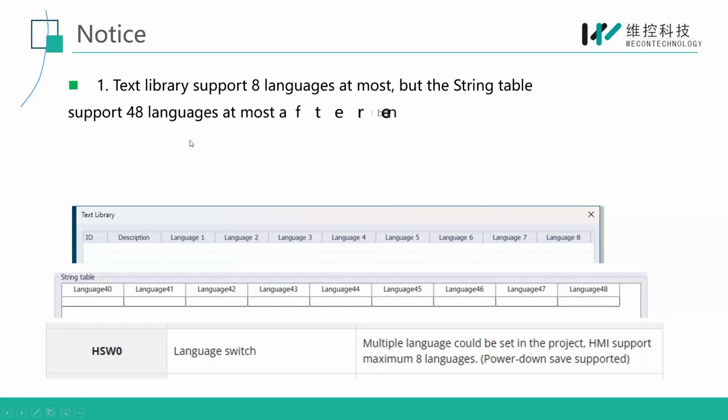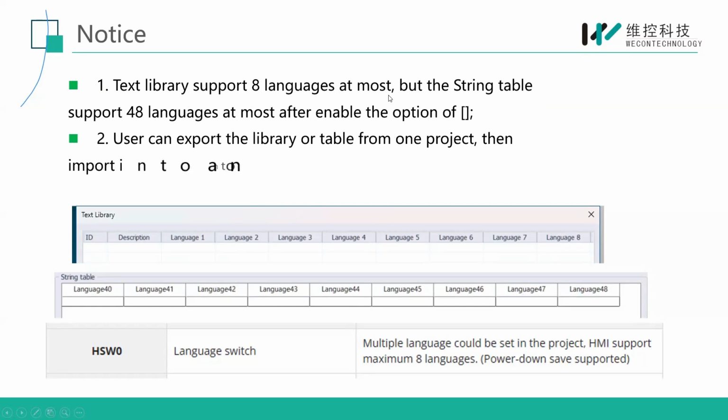And the next one is text library. Text library supports 8 languages at most, as I told you before, but the string table supports 48 languages at most of the enabled option string table. User can export the library of the table from one project, as I told you before, and import it into another project. And HSW0 is a special register to switch the languages.